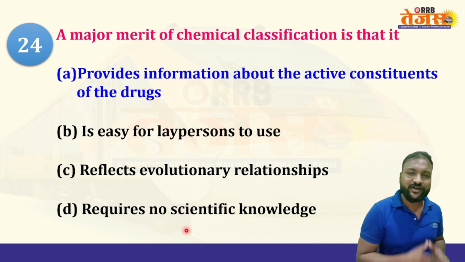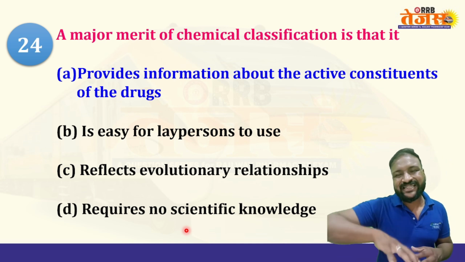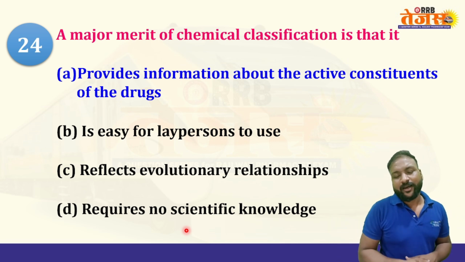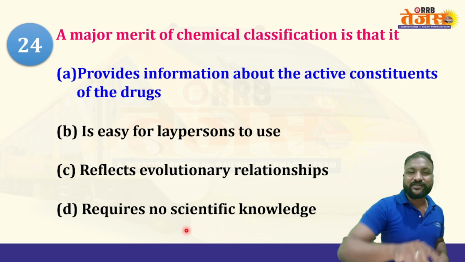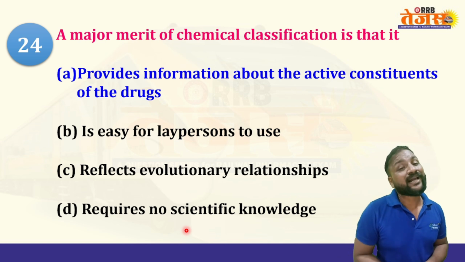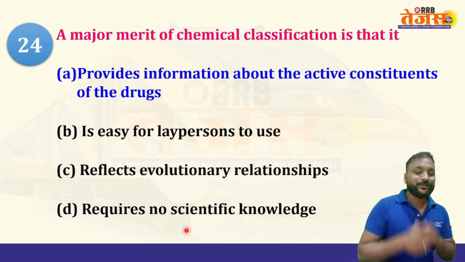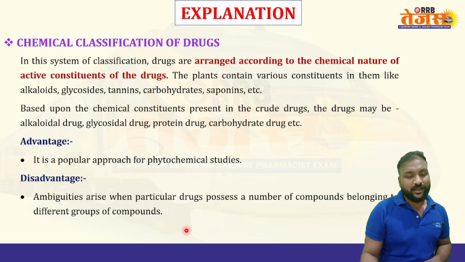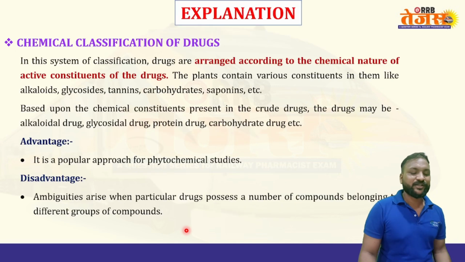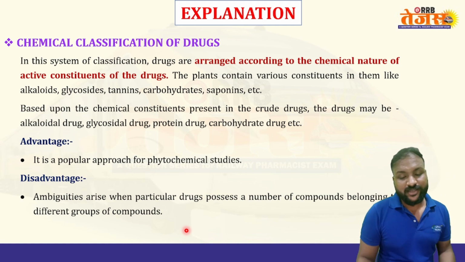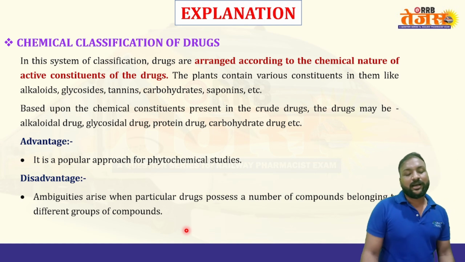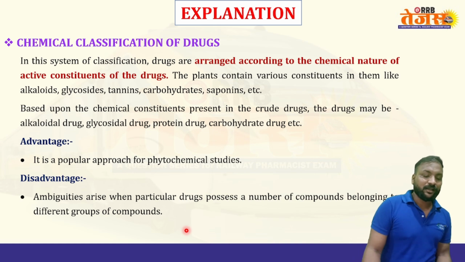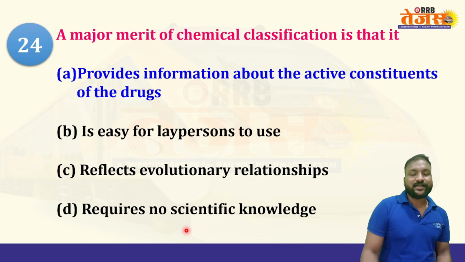In this chemical classification, we classify the drugs based on whether they are alkaloids, glycosides, resins, tannins, or flavonoids. So chemical classification is done on the basis of the type of secondary metabolite or chemical constituents. That's the 24th question. And next we are moving to the 25th question. This is an explanation we have already discussed, because they are already arranged by chemical nature and active constituents of a drug. That's the reason option A is right.